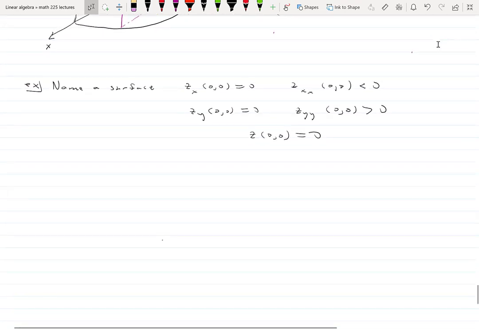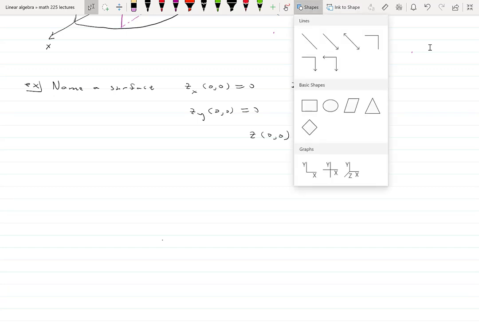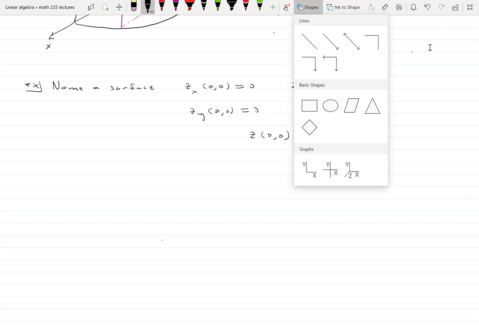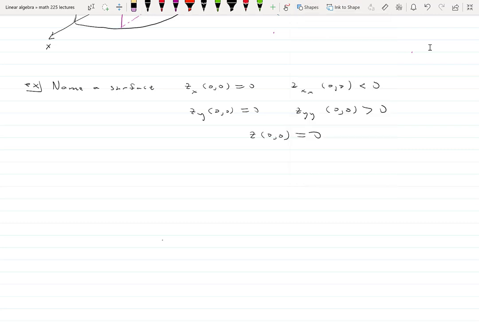And we have the slope in the x direction is 0. The slope in the y direction is 0. Concavity in the x direction is negative. It's concave down, sorry. Concave down in the x direction, concave up in the y direction. What kind of surface will do this?